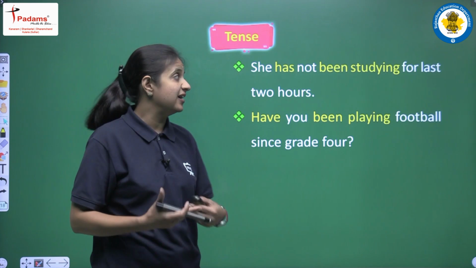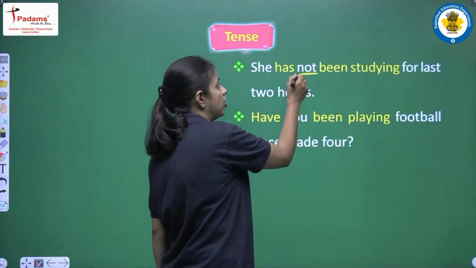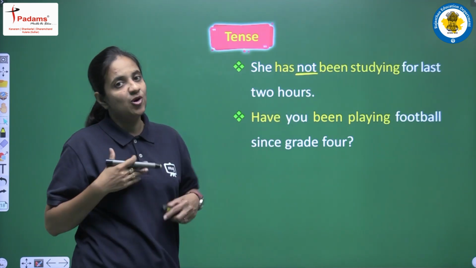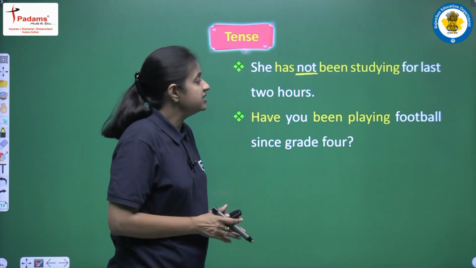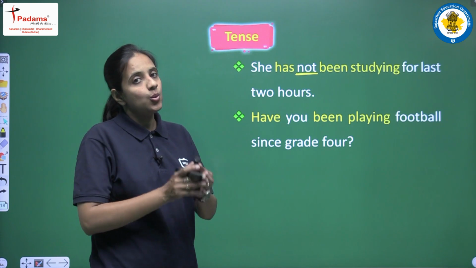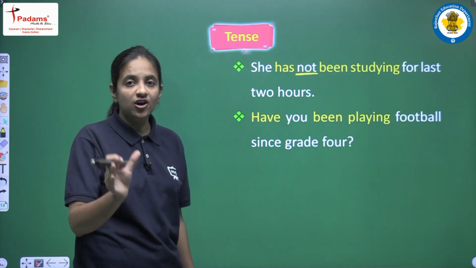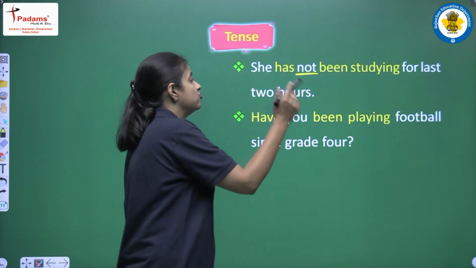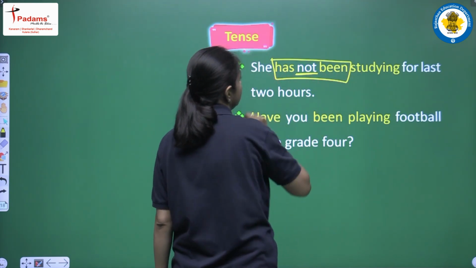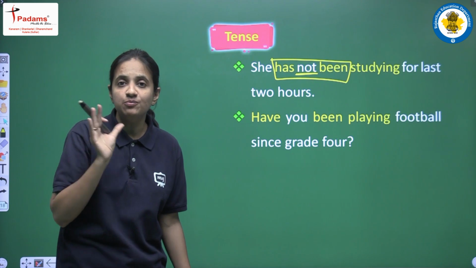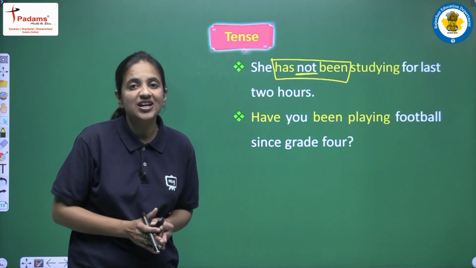Next is "She has not been studying for last 2 hours." Okay, so this is a negative sentence because we are having "not". So this is something you have to look at very carefully here. If the sentence is a negative one, then we have to keep in mind where we will add "not". Not will always be there between has and been. Okay, so this is a very important point. तो आपको ये चीज़ हमेशा याद रखनी है.